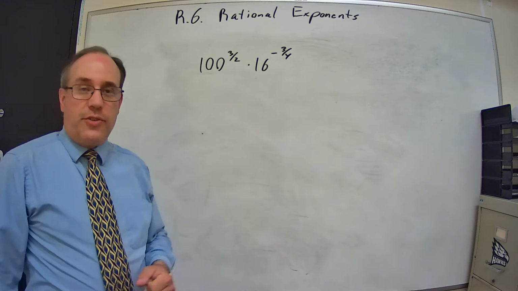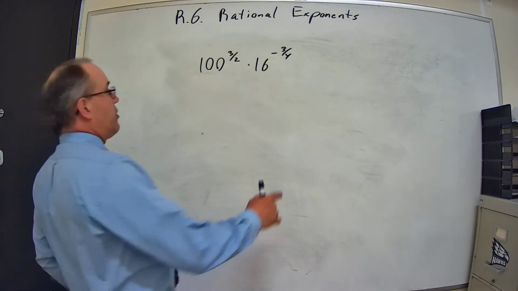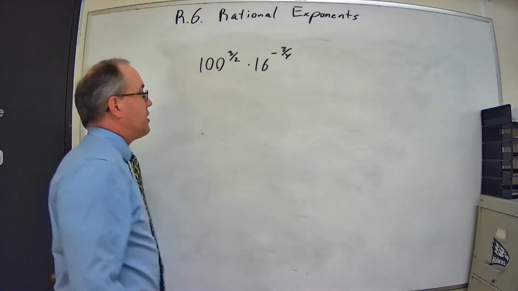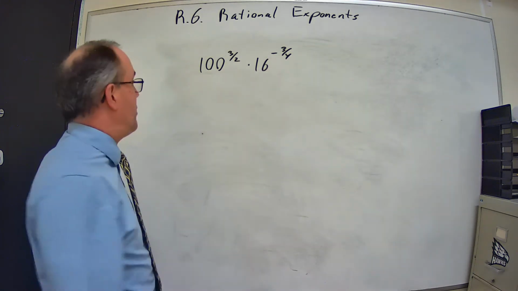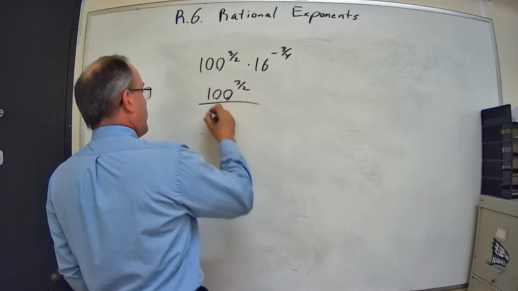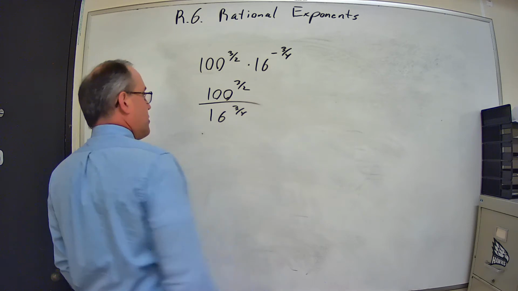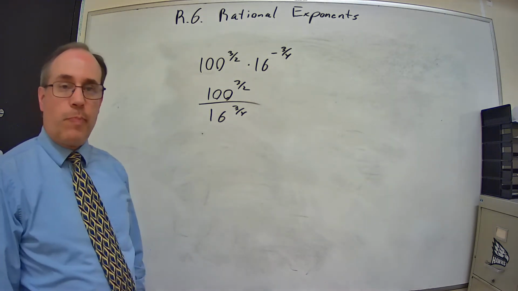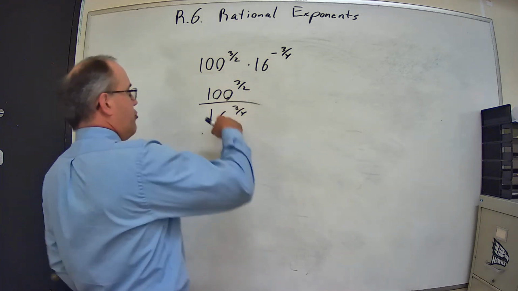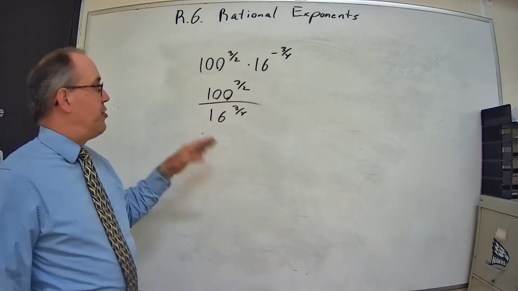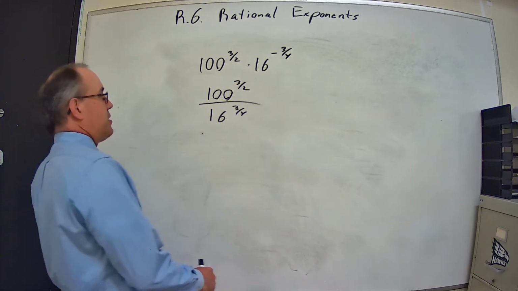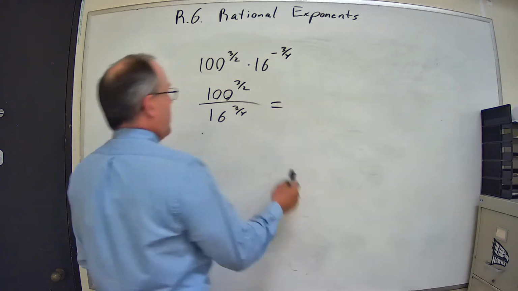So what all is that doing to us? Well, we can look at it. First of all, we see a negative exponent. So I can look at that and say, okay, well, I can move that into a denominator. So I can call this 100 to the 3 halves over 16 to the 3/4. So I can start there. Notice that these are separate bases, so don't try doing anything like canceling out powers, okay? They're separate bases.